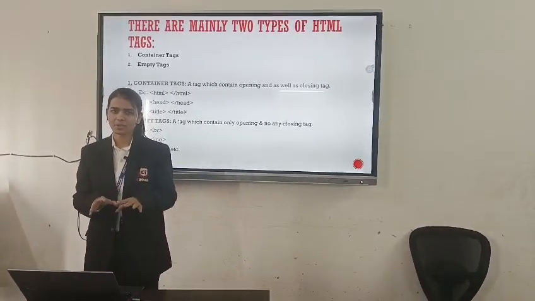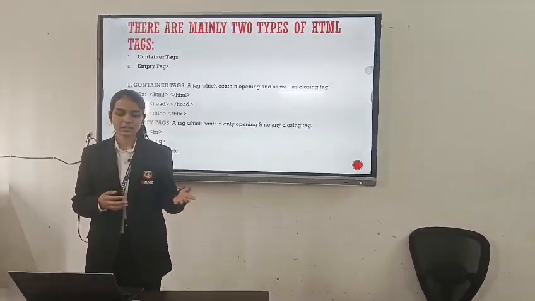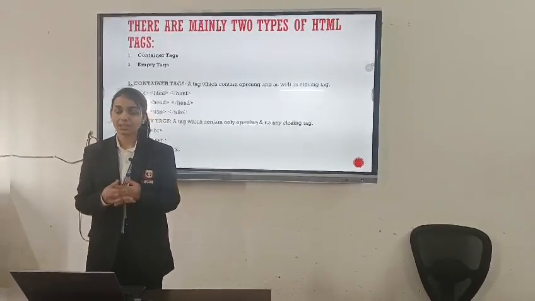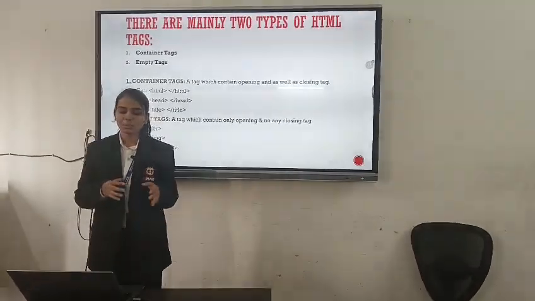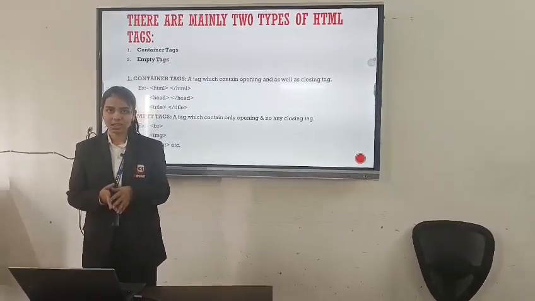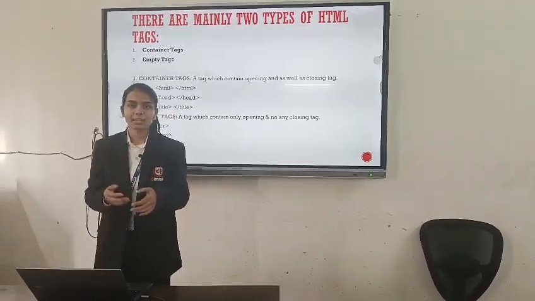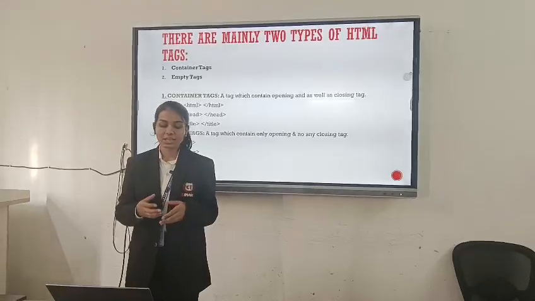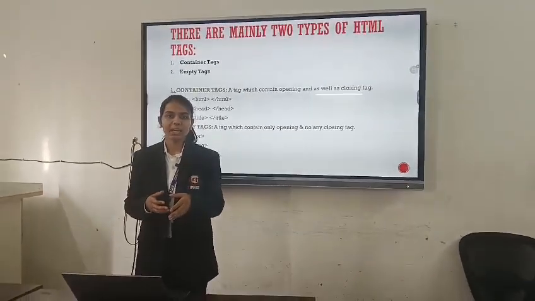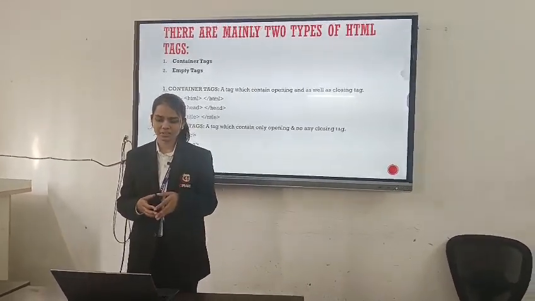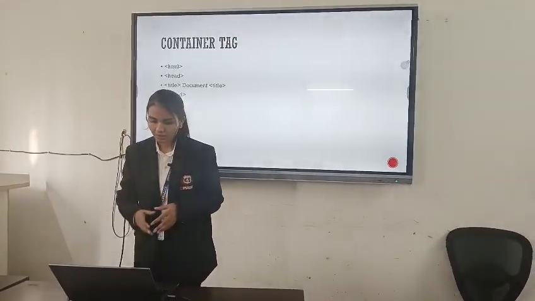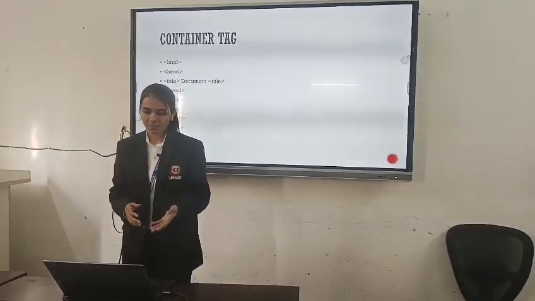There are mainly two types of HTML tags: first, container tags, and second, empty tags. Container tags contain an opening as well as a closing tag, for example HTML, head, and title. Empty tags are like BR, image, and input, etc. Now, an example of container tags.